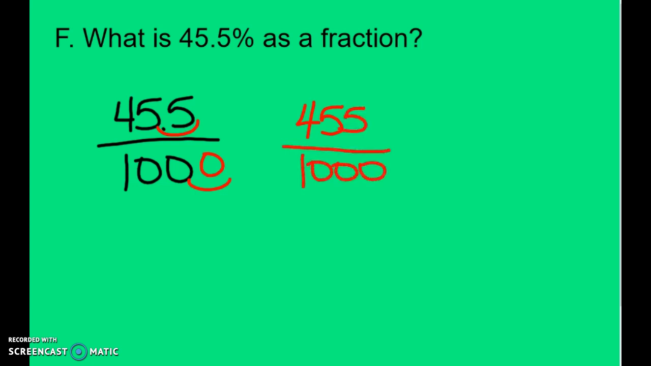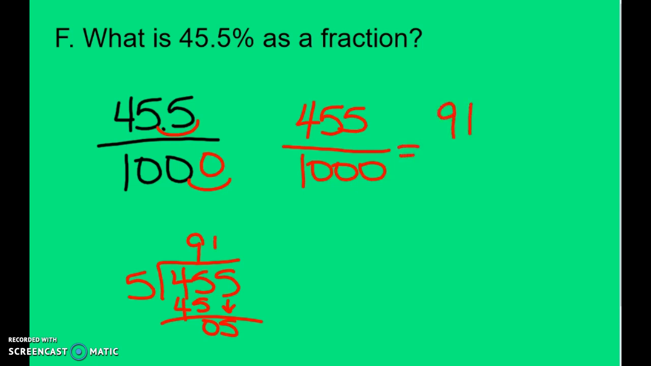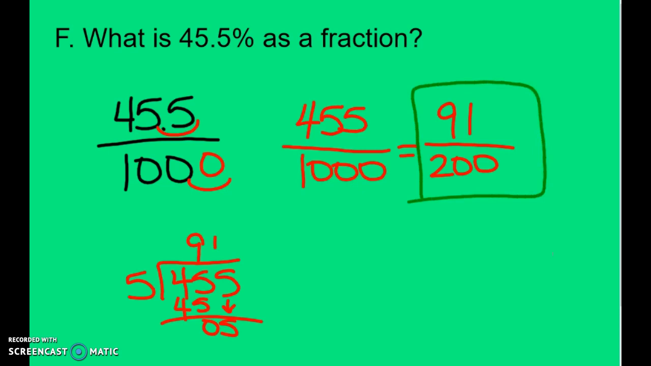When we get that, we still need to simplify. So I'm going to divide them both by 5. Okay? 5 goes into 45 9 times with nothing left over. And when I bring down my 5, it goes in once. And 5 goes into 1,000 200 times. And I believe that's as simple as this fraction is going to get. So that would be my answer. 45.5% as a fraction is 91 over 200.